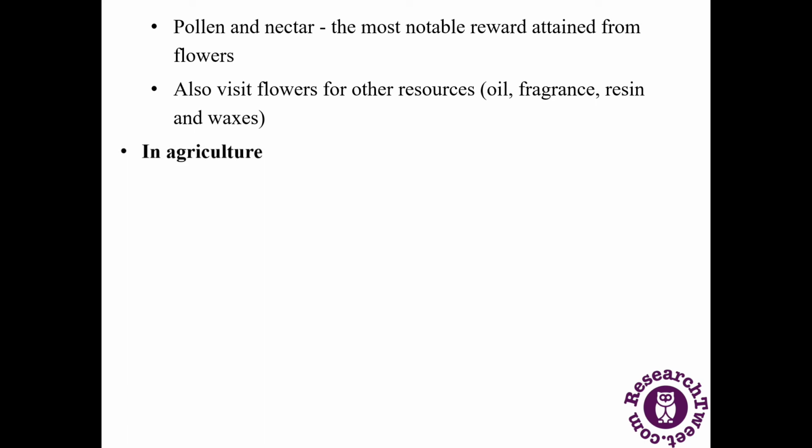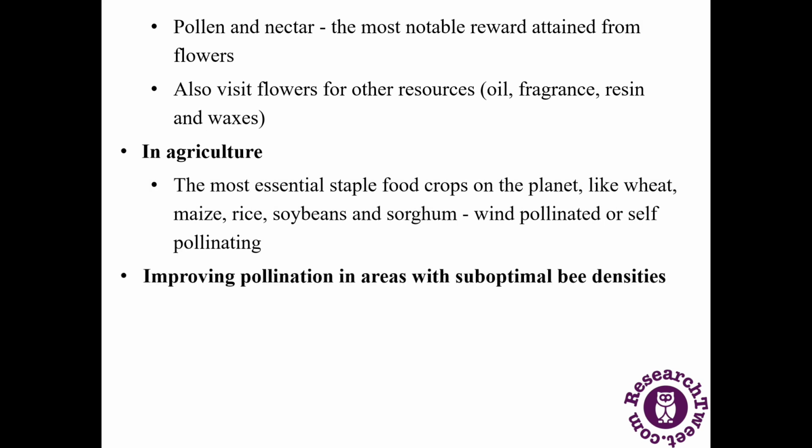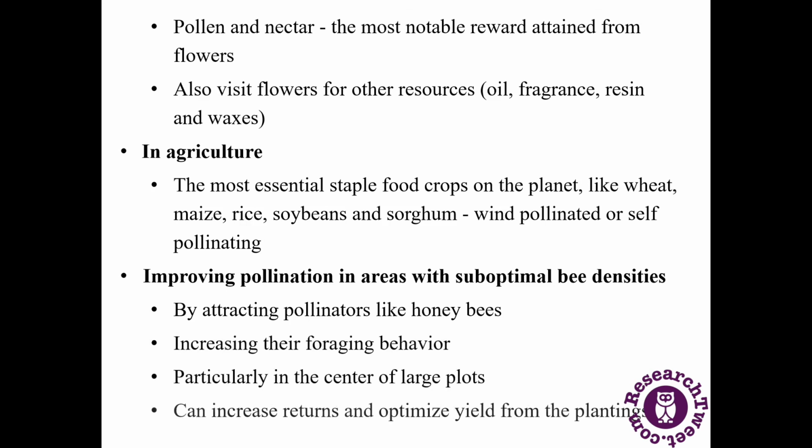In agriculture, the most essential staple food crops on the planet like wheat, maize, rice, soya beans, and sorghum are wind pollinated or self-pollinated. Improving pollination in areas with suboptimal bee densities. By attracting pollinators like honeybees and increasing their foraging behavior, particularly in the center of large plots, we can increase returns and optimize yield from the plantings.